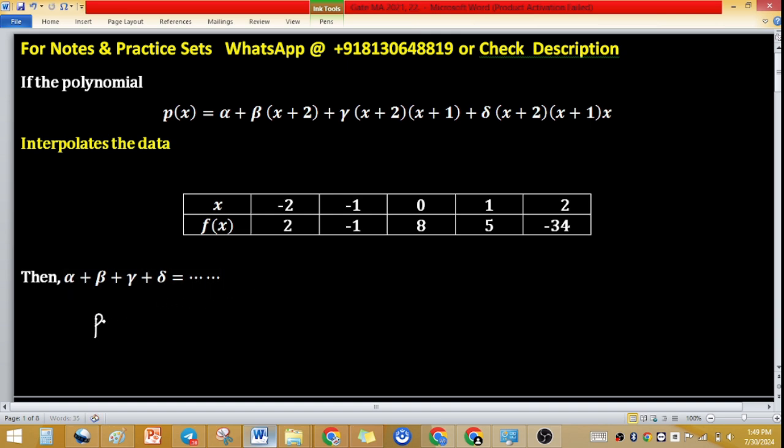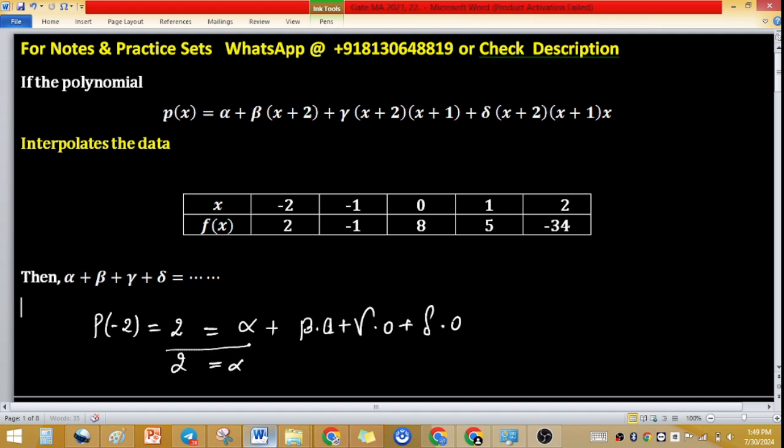So first, P(-2) is 2. If we put x as -2, we get alpha plus beta times 0 plus gamma times 0 plus delta times 0. From this, we have 2 equals alpha. So the first input and output give us the value of alpha.